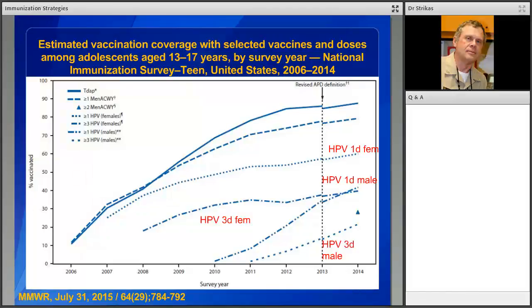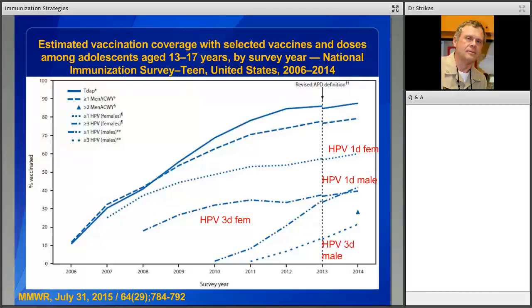HPV coverage increased between 2013 and 2014 from 56.7 to 60%, the third line down with small dots, for one or more HPV doses among females 13 through 17 years of age, and from 33.6% to 41.7% for one or more HPV doses among males, the line with one bar followed by two dots. Completion of the 3-dose HPV series increased since 2013, but is still low at 39.7% for females and 21.6% for males. Also, coverage varied by state and local jurisdiction.